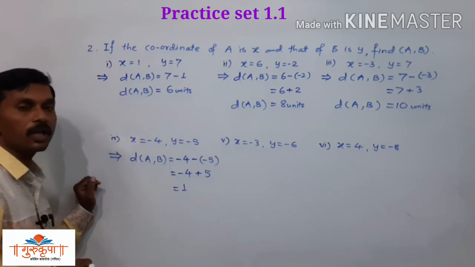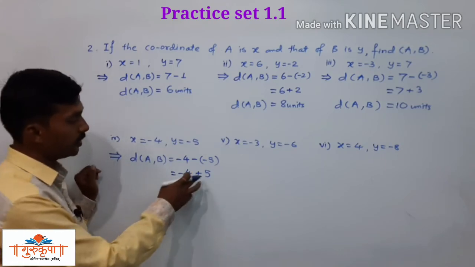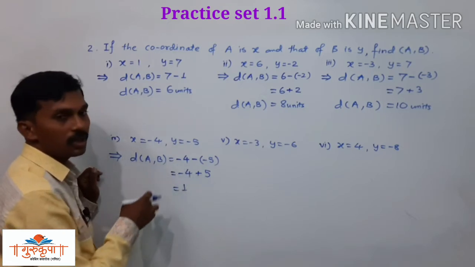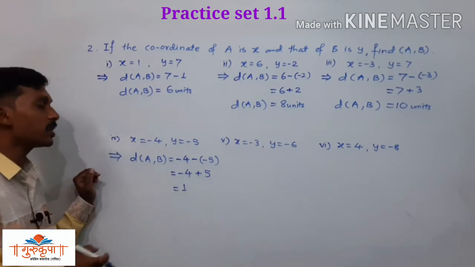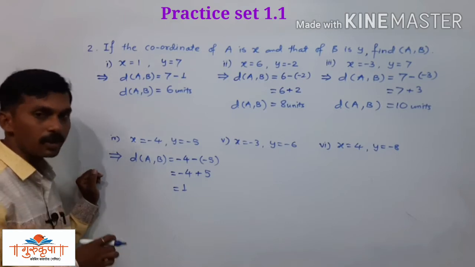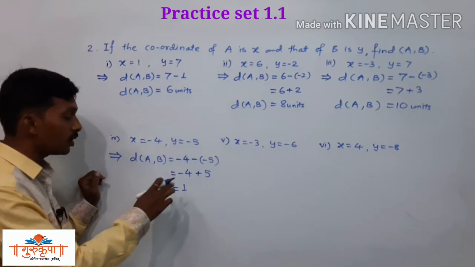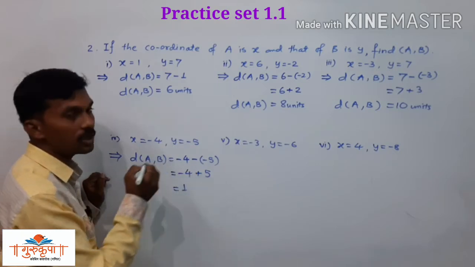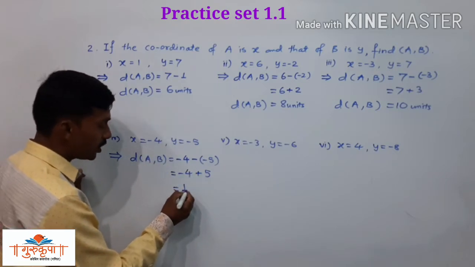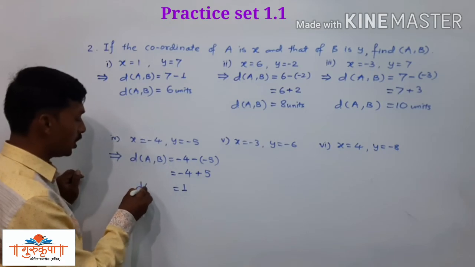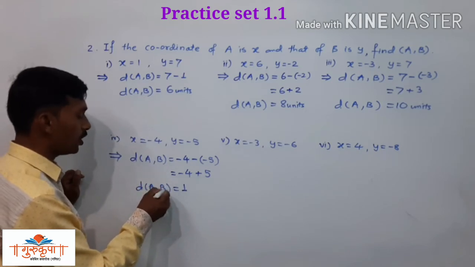As all of you know, when we have to take subtraction, if both the numbers have different signs, at that time we have to take the subtraction, and after subtraction we have to give the sign of the bigger number to that subtraction. Here the bigger number is positive, so the answer is positive 1, that is, distance AB is equal to 1 unit.